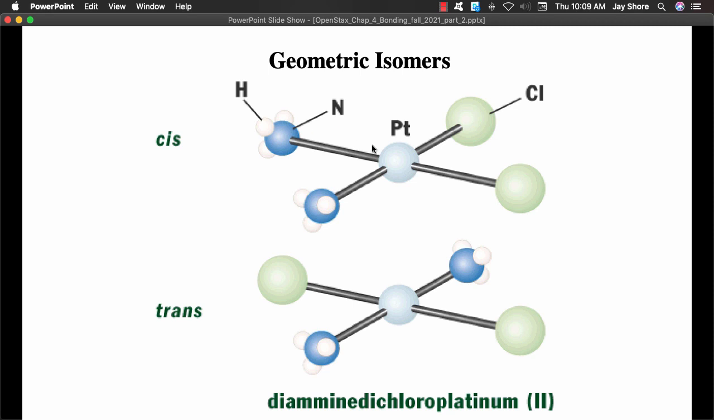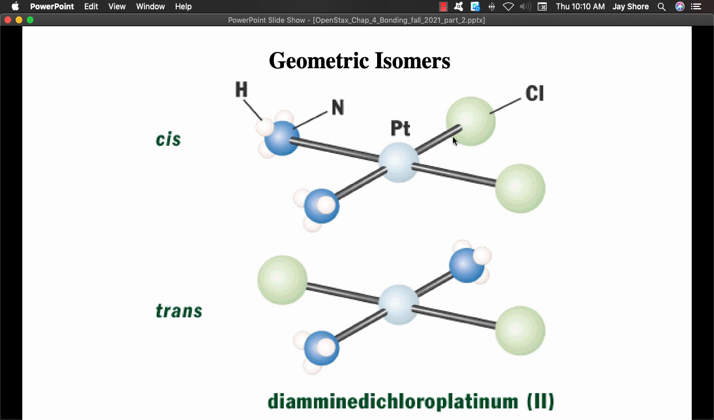And so this is kind of interesting. Here we have platinum attached to 2 ammonia groups, so the blue is nitrogen and 3 hydrogen, and 2 chlorine groups. Now, if the chlorines are on the same side, then that's referred to as cis, and this compound is actually referred to as cisplatin. In this one, we have the chlorines on opposite sides, and so that would be trans. Often I think about cis as same, in terms of same side.